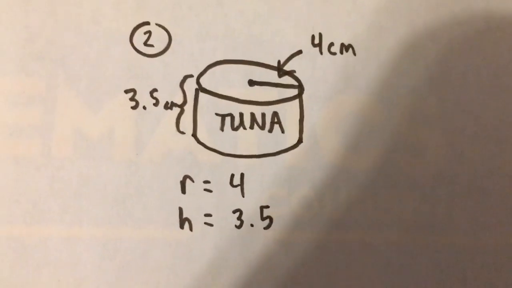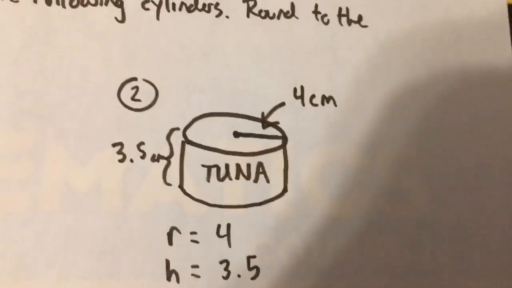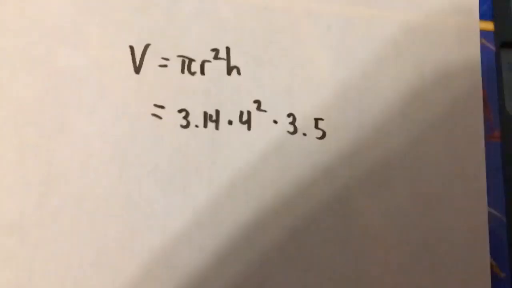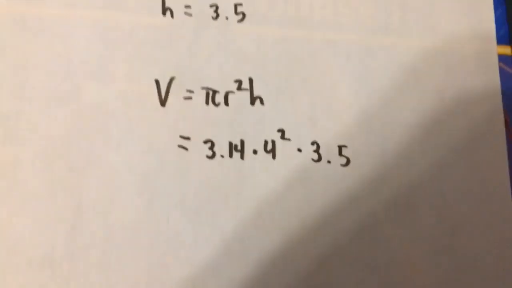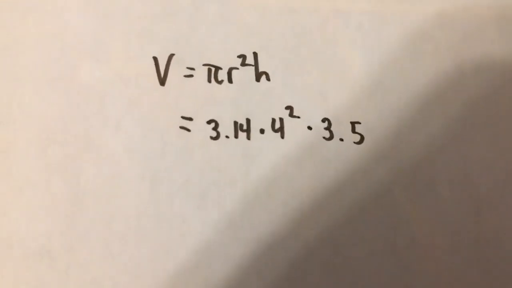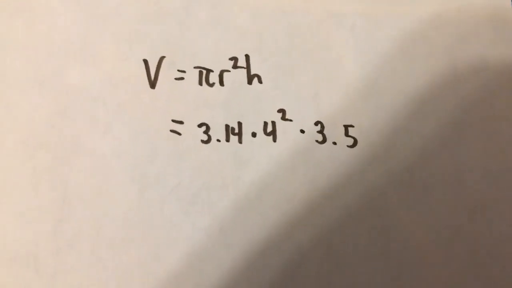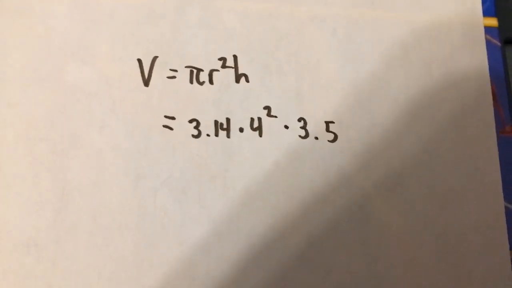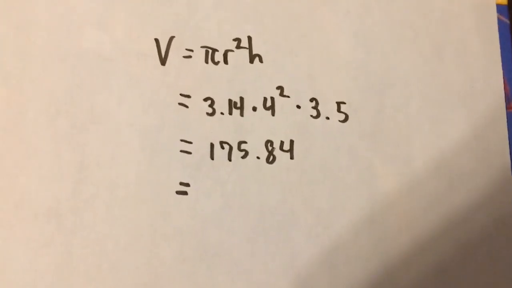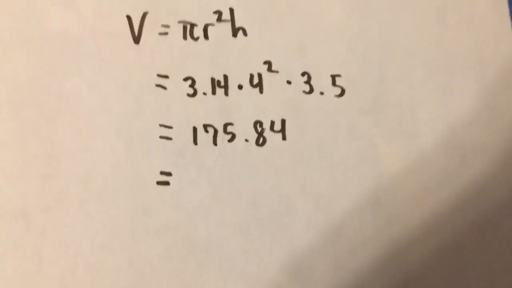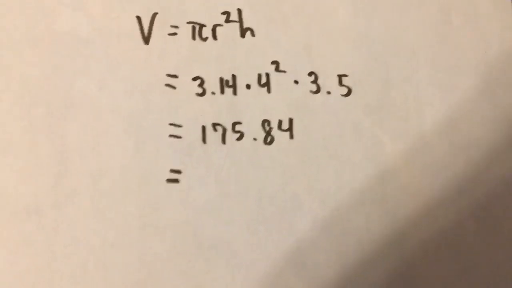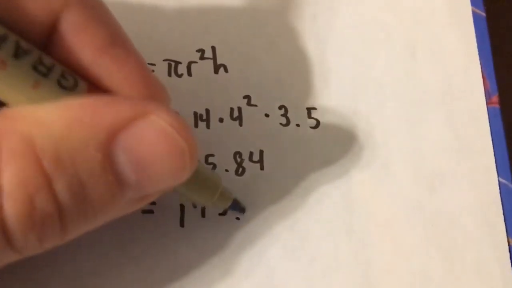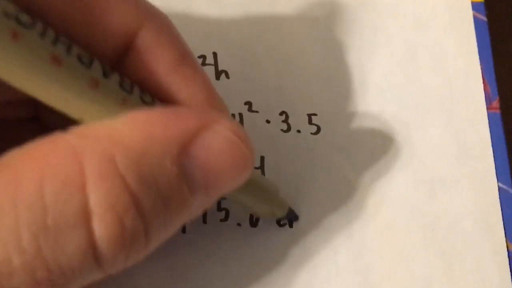So the first step is to identify our radius and our height. So r is equal to 4 and h is equal to 3.5. Our next step is to plug our measurements into the volume formula. So we end up with this statement, 3.14 times 4 to the second power times 3.5. So multiply all three of these values together. After you evaluate, you get an approximation of 175.84, which, if we round that to the nearest tenth of a place value, is 175.8 cubic centimeters.